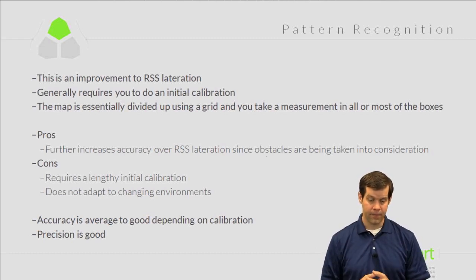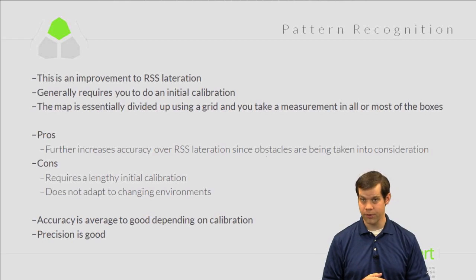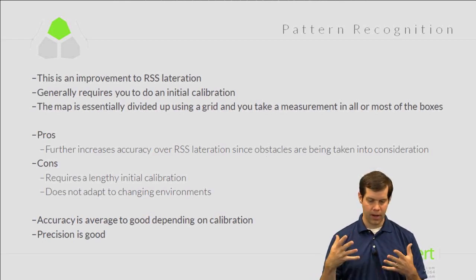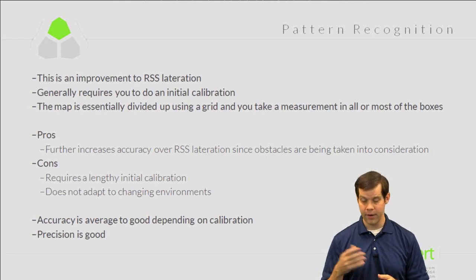So kind of a labor-intensive process where you actually have to go through and take a whole ton of measurements across a very large portion of your floor area. But once you've done that, it's actually decently accurate and precise. So the pros here, we're getting even better accuracy, precision over the RSS lateration method. We start taking obstacles into consideration because it's actually taking raw measurements. It's not guessing or anything like that, or assuming path loss based off of obstacles you might be drawing in.